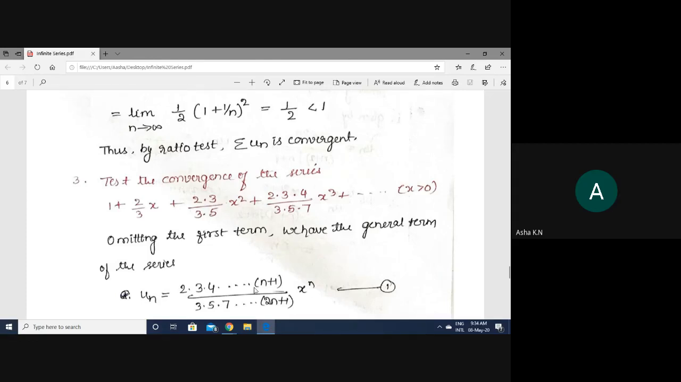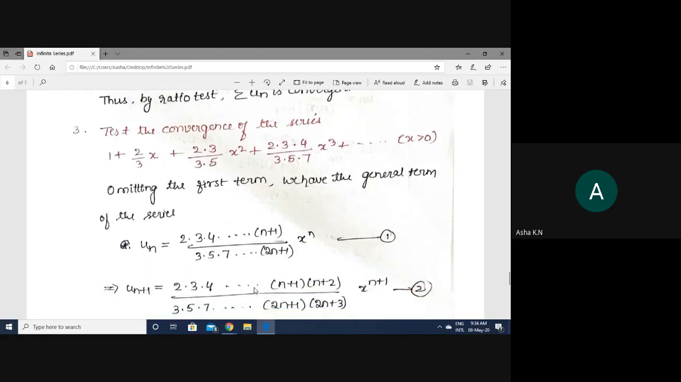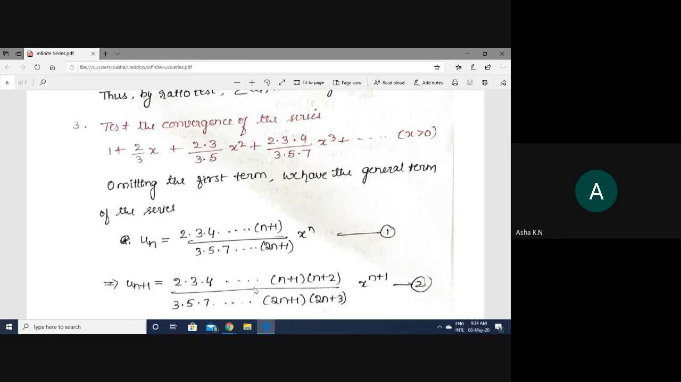Next, in ratio test, we need un plus 1 also. So un plus 1 is, wherever n is there, we have to take n plus 1. So it becomes n plus 1 plus 1, so n plus 2. Starting with 2, 2, 3, 4, etc., up to n plus 2. Correct? n plus 1 plus 1, n plus 2. So obviously before n plus 2 you will have n plus 1.